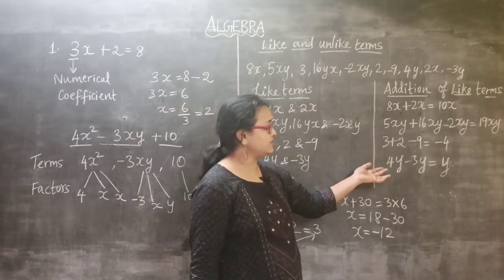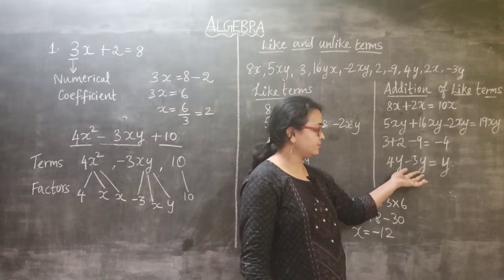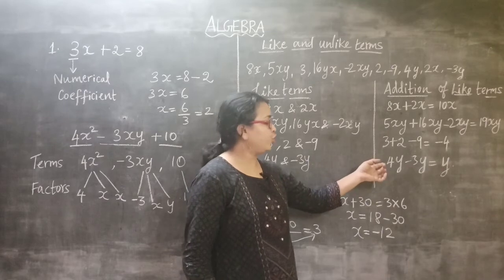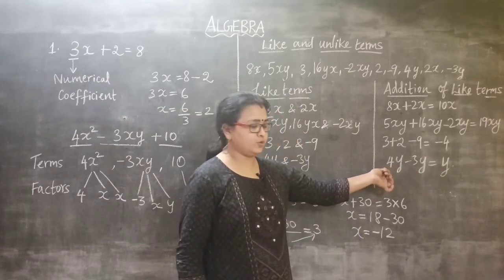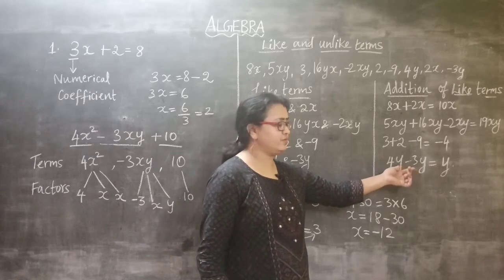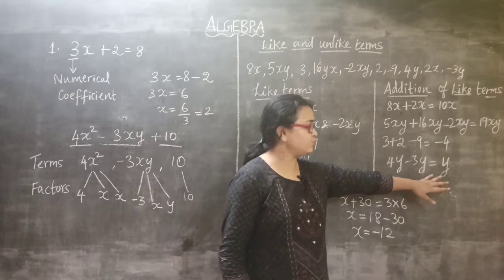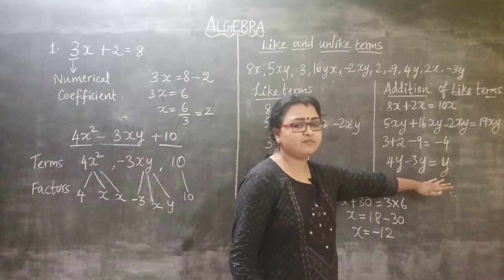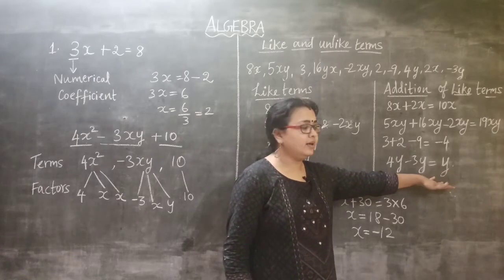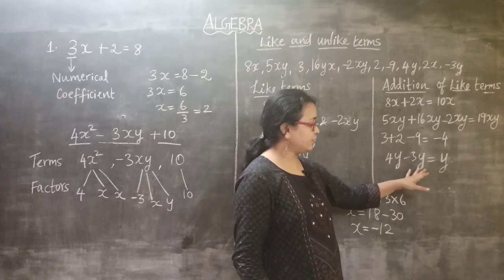Next one is 4y minus 3y. Here 4 has a positive sign and 3 has a negative sign. So 4 minus 3 normally we need to do. So the answer is 1y. But we don't have to specify it as 1y. We can just write it as y. It's not required. So 4y minus 3y is y.